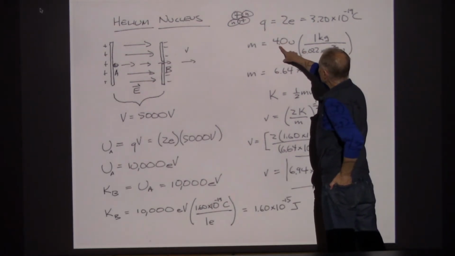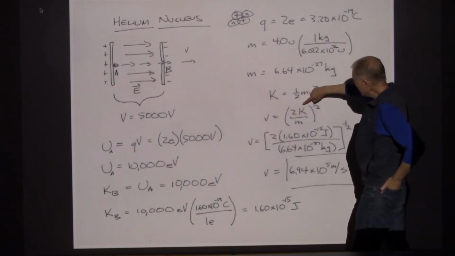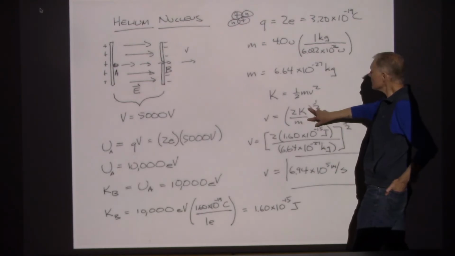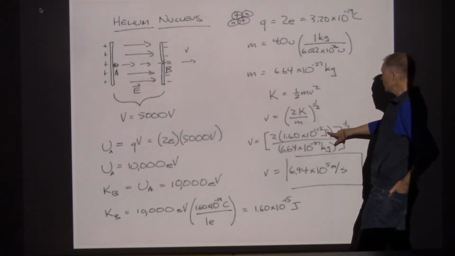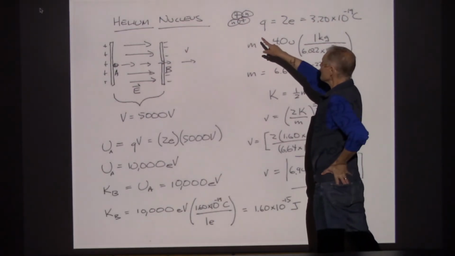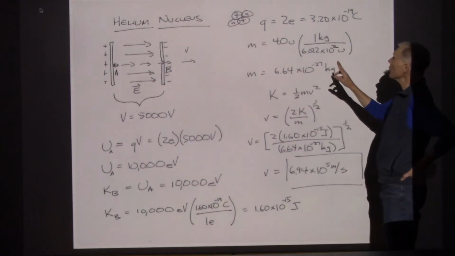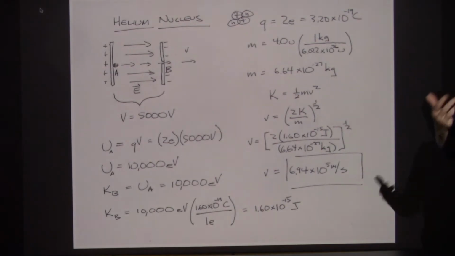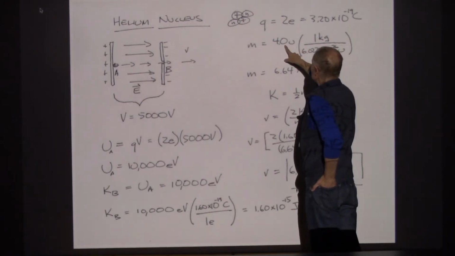Now, in order to calculate the velocity, I need the kinetic energy, and I'm also going to need to know the mass. And these both need to be in standard units. I was able to get the kinetic energy converted into joules. What's the mass of a helium nucleus? Because there are 2 protons and 2 neutrons, and each proton and each neutron, to a good approximation, is 1 atomic mass unit, I just went with 4 atomic mass units.